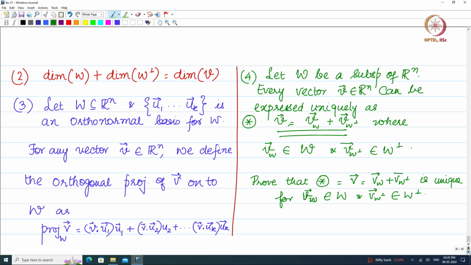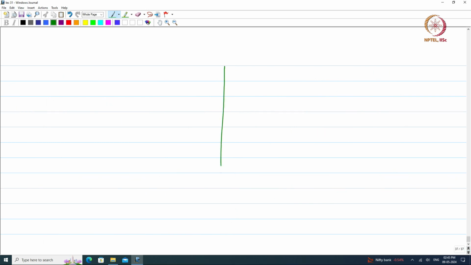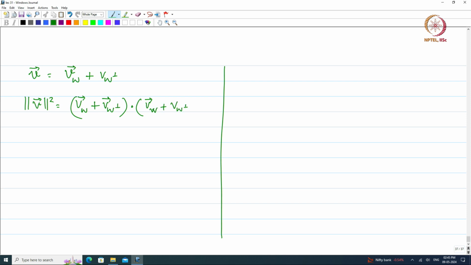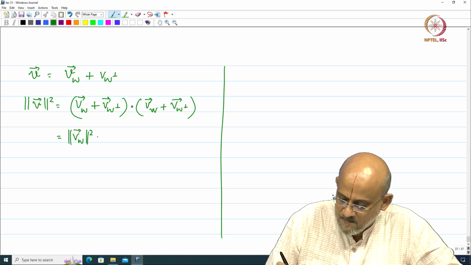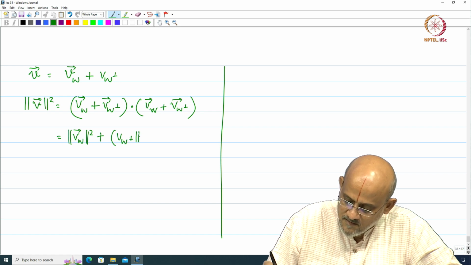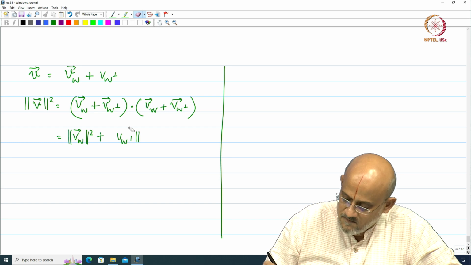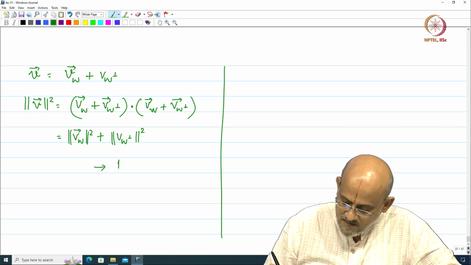And in fact, what is very interesting is this, that is the most important stuff again. We know that V is equal to, let us say, VW plus VW perpendicular. Therefore, I want to look at the squared length of this vector V, which is nothing but VW plus VW perpendicular dot VW plus VW perpendicular, which is nothing but VW the whole square plus VW perpendicular the whole square. Yet again you will see this Pythagoras theorem coming into play.